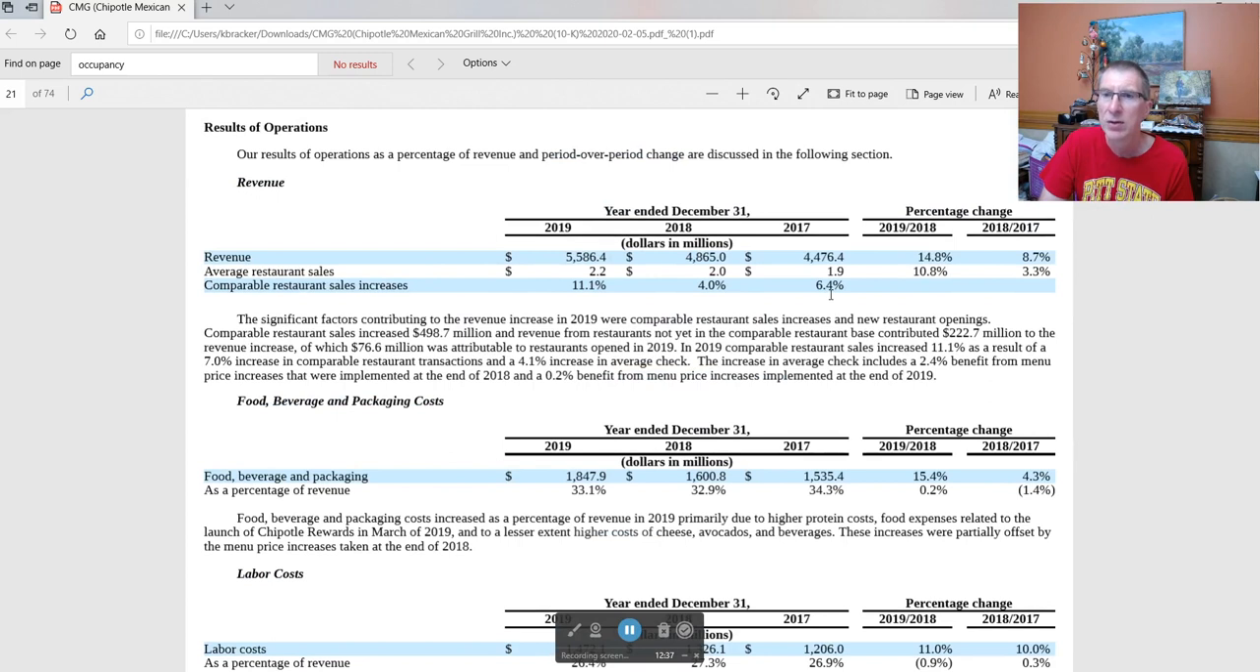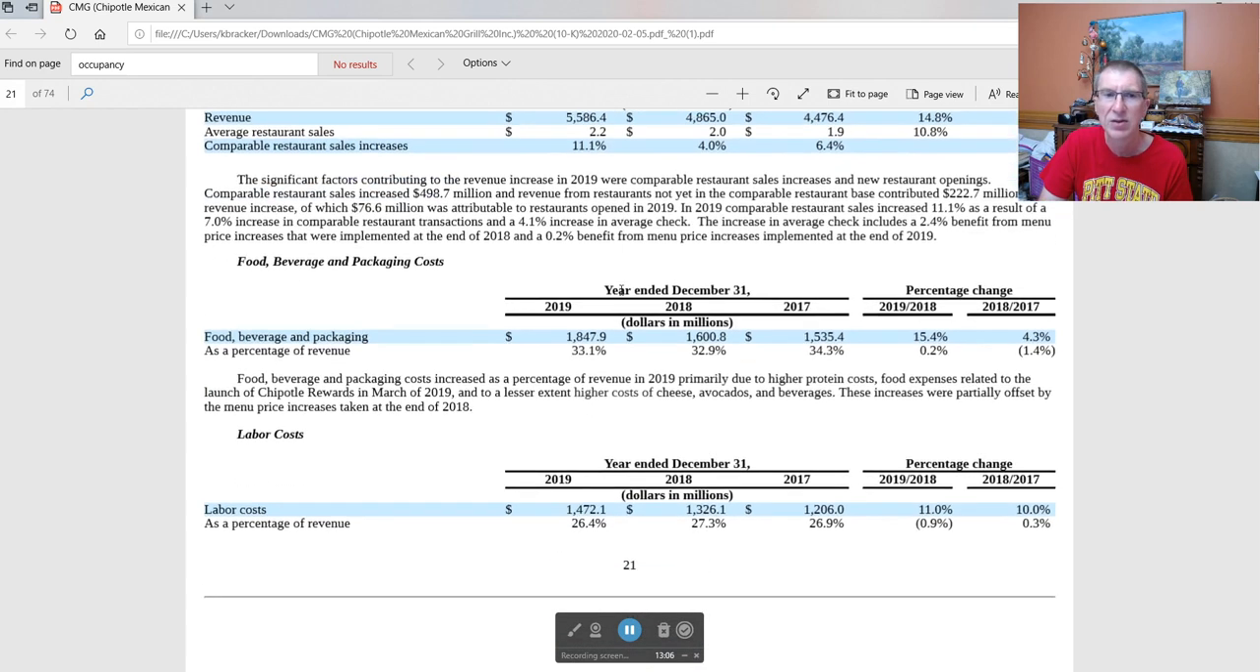So if we look at 2017, restaurant sales went up about 6.4%. That's higher than inflation, so that's good. Up about 4% in 2018. Not quite as well as 2017, still positive, but not super impressive. But 2019, now that's a big jump for same store sales. So that is pretty impressive there for Chipotle, 11% increase in sales.